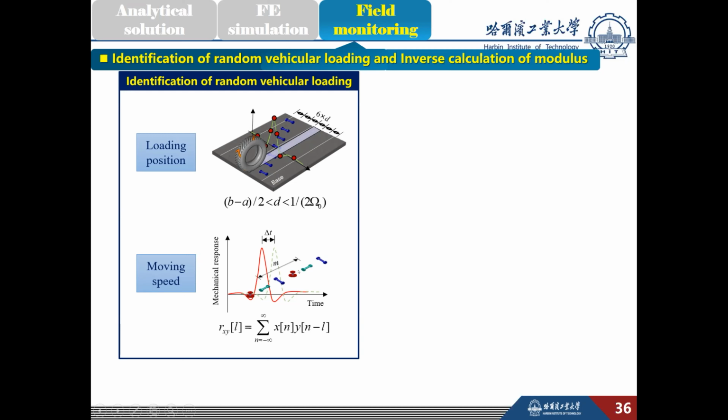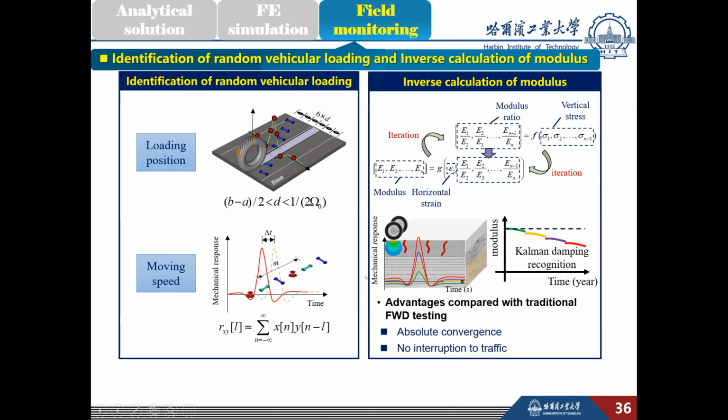Aircraft speed also has a significant influence on dynamic response. In this case, we used 2 sensors of the same type in the response unit, and the time difference could be calculated from the two response peaks. Because the distance between the 2 sensors is fixed and known, we can get the moving speed. Another application is the back calculation of layer modulus.